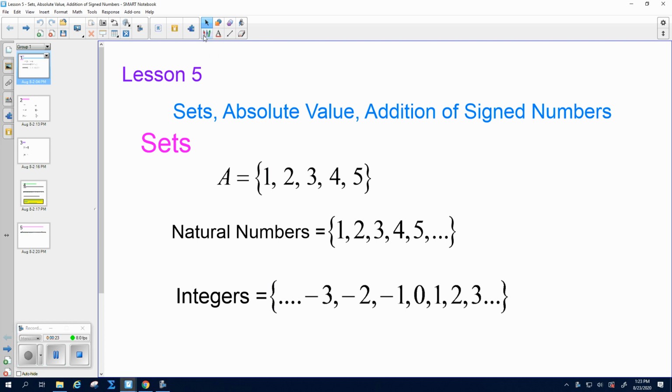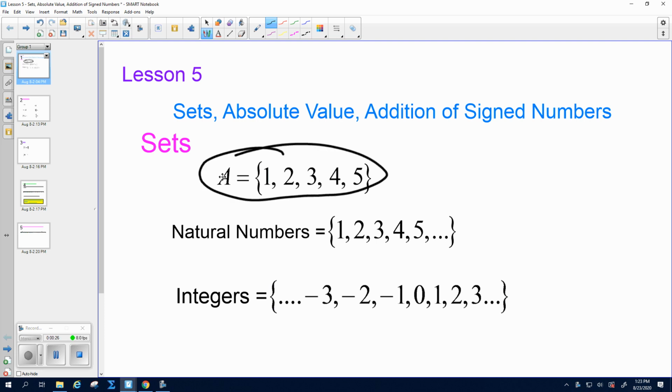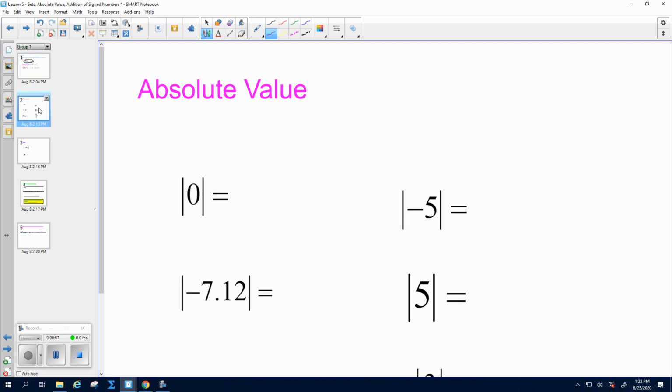So we always write a set like this, where we have a capital letter and it equals, and then we do these brackets and we separate our numbers with commas. For example, this is the set of natural numbers or counting numbers, 1, 2, 3, 4, 5, and it keeps going, so we use the dot, dot, dot. And of course, the set of integers includes all the negatives and positives and 0. No decimals or percents or anything like that in these, so that would be your set of numbers that are integers.